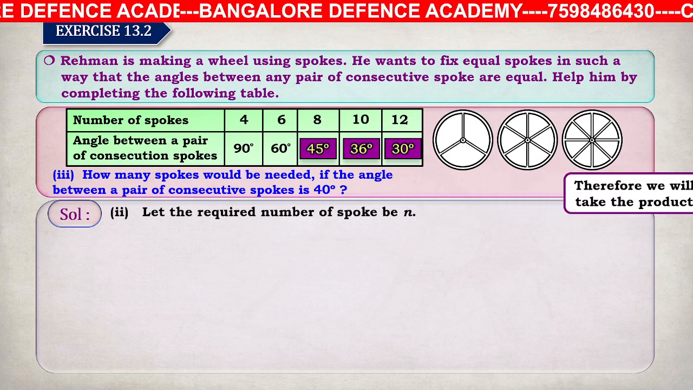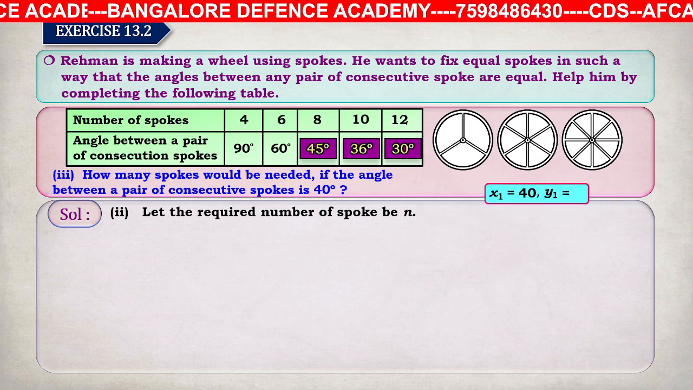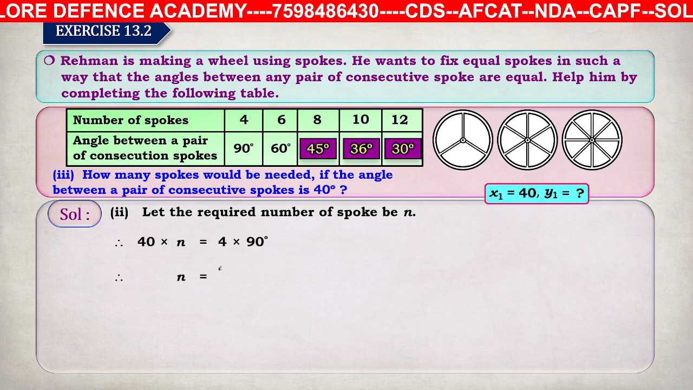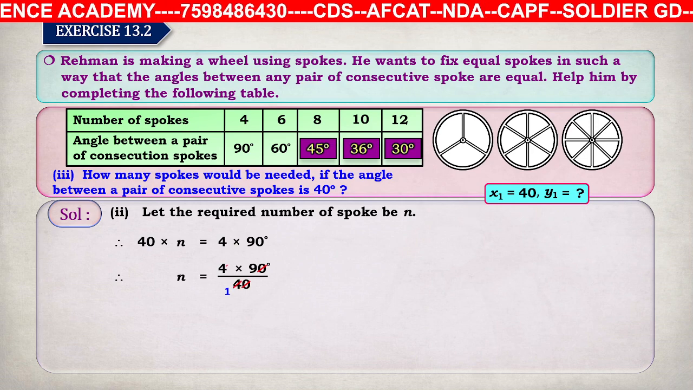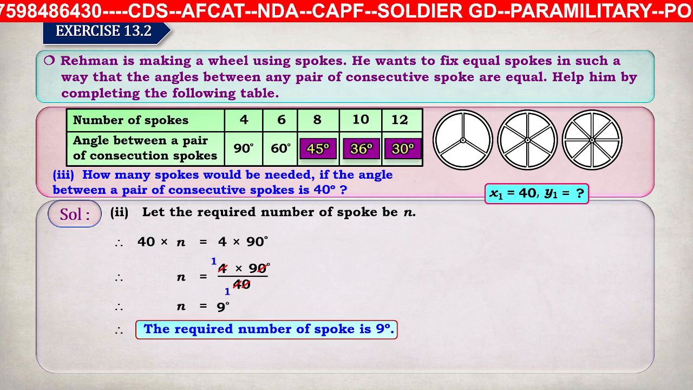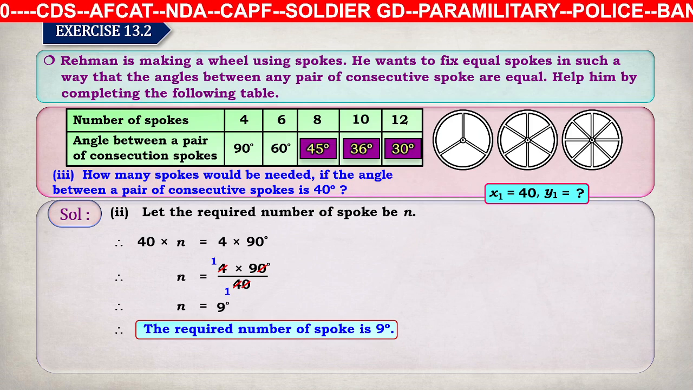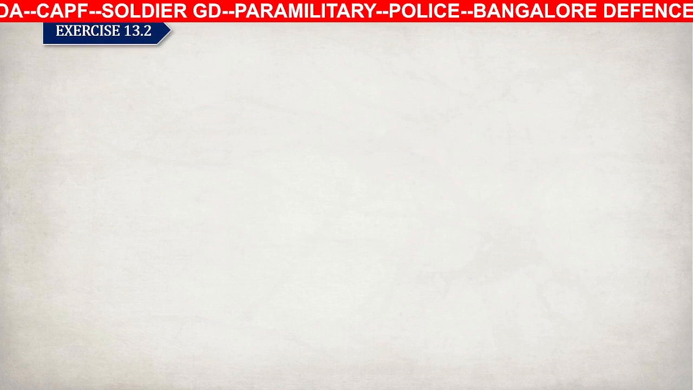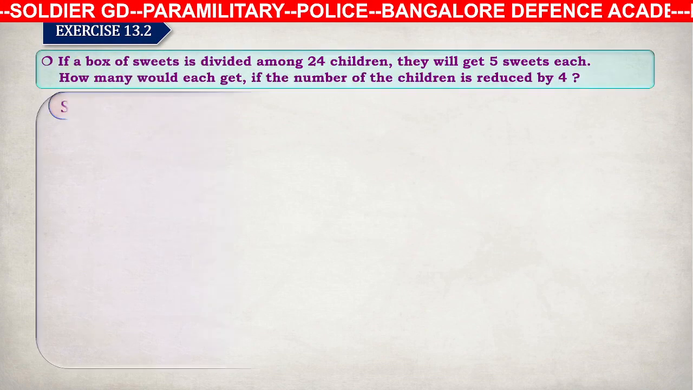So now it will be in a reverse direction. Now you have to take x1 as 40, and y1, the number of spokes, you don't know, so 4 into 90 divided by 40, you get 9 spokes. So this is the answer. The number of spokes would be 9. So once you understand the concept, once you are comfortable in putting the values and comparing the values, you can solve any kind of questions in direct and indirect.